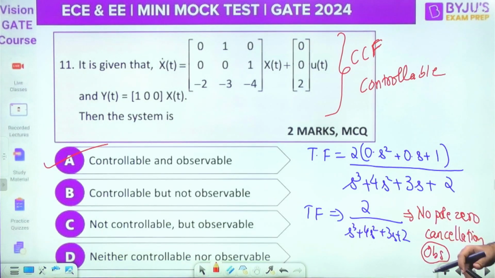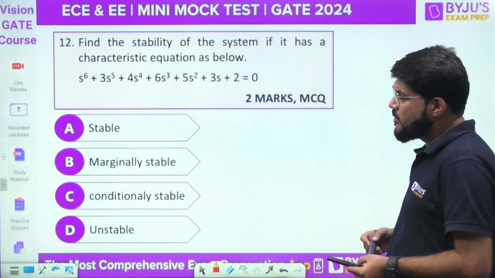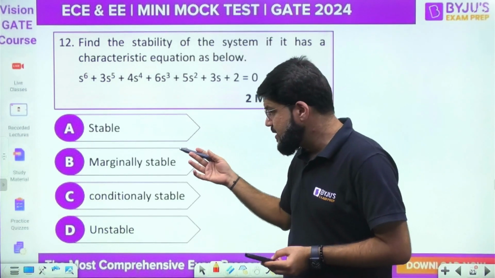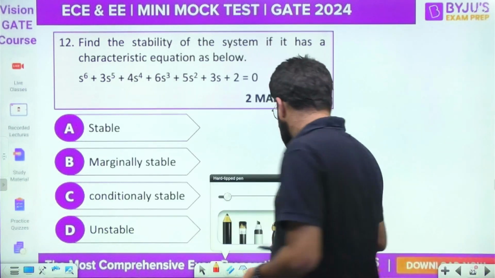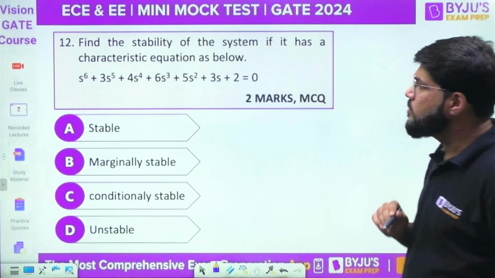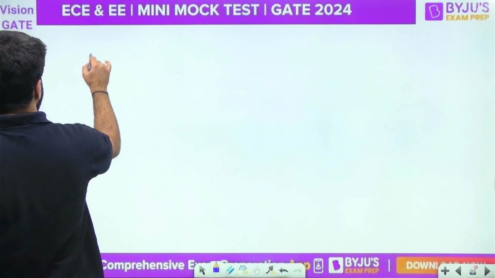Next, number 12. Find the stability of the system if it has a given characteristic equation. You have to comment whether it is stable, marginally stable, conditionally stable, or unstable. It is a 2 marks MCQ question. This is taking you towards Routh-Hurwitz. So let us frame the Routh array quickly.